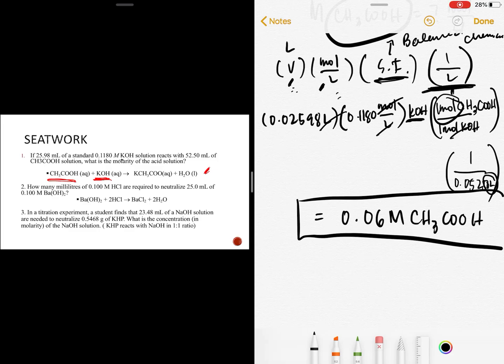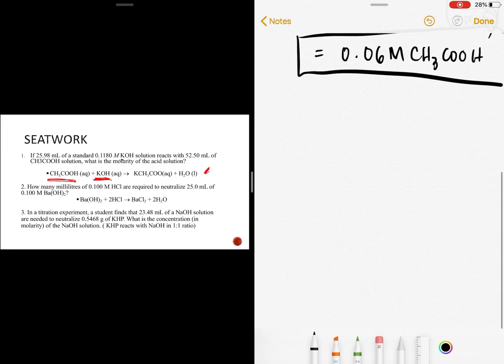Usually, kapag titration problems, either yung molarity yung hinahanap, pag molarity yung hinahanap, ito yung format na gagamitin ninyo, or yung ml, yung volume ng solution. So, pag volume naman ng solution, mag-iiba lang din yung last term dito. Pero ito, the first 3 terms, they're all the same. Now, let's answer number 2.